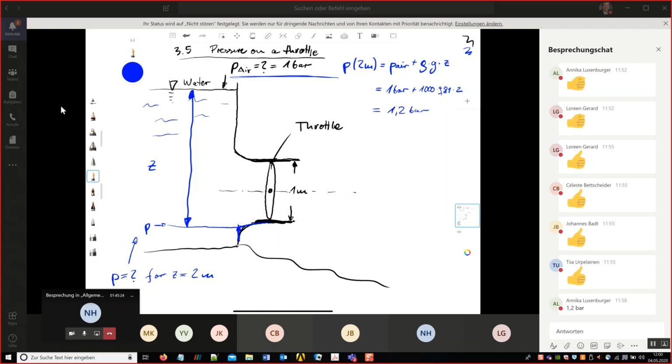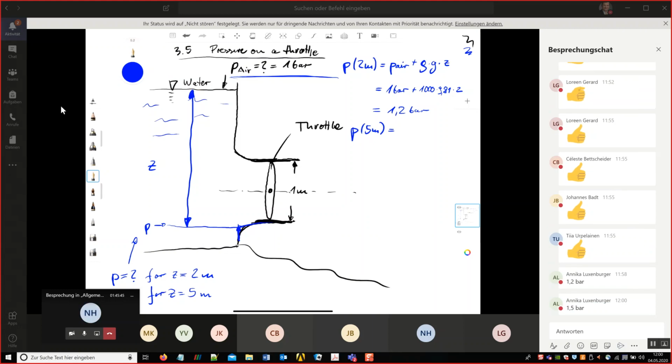How high is the pressure for 5 meters? Can someone calculate it? Yes, perfect, Miss Luxemburger. I think you are pretty smart. You know it. Okay, perfect. But that was not the question. We need the forces on the manhole. So I erase it again.